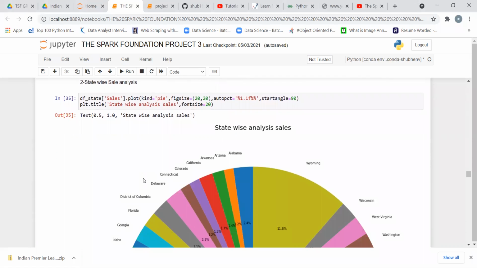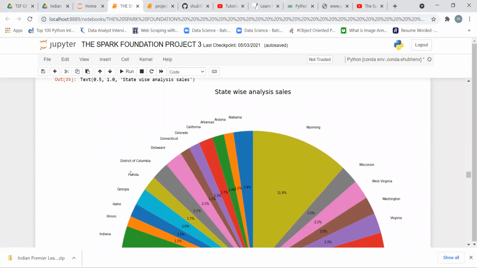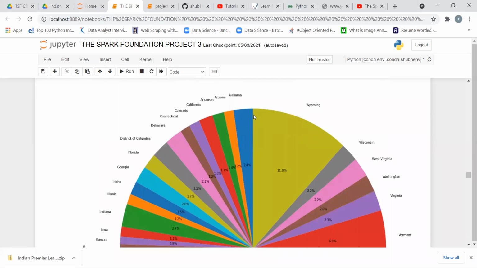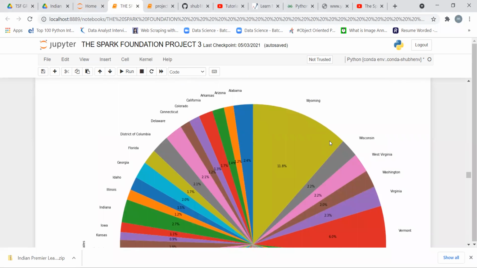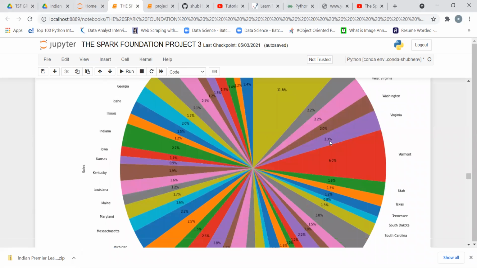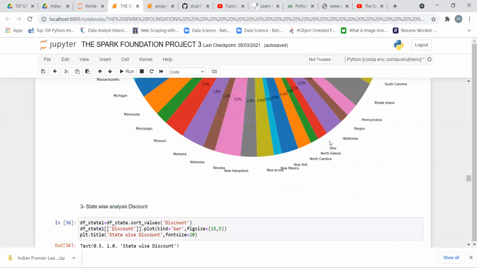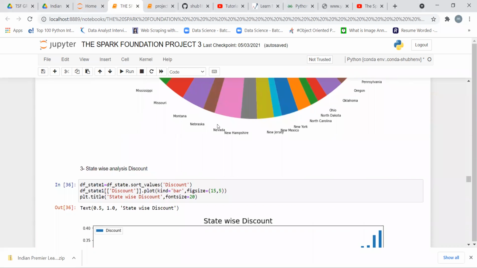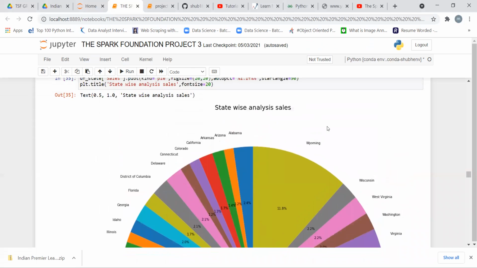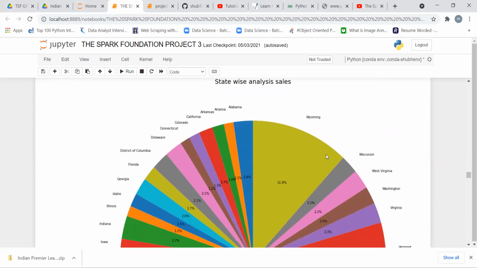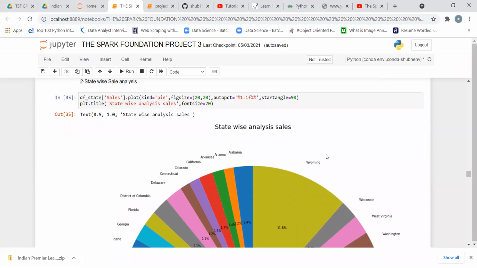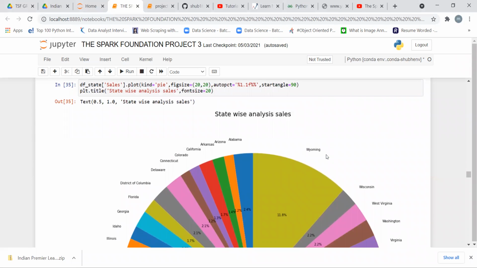Here we have different types of states. So for sales, here we can see that Wyoming has the highest sales compared to the other states. So in the state-wise analysis, Wyoming is showing the highest sales in a state.